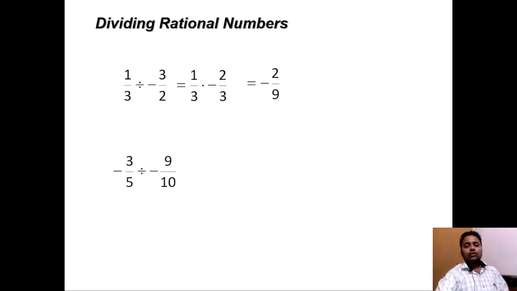So minus 3 by 5 divided by minus 9 by 10. So minus 3 by 5 into minus 10 by 9. Here 9 is divided by 3 and 5 divides 10 two times. So here after multiplication of numerators and denominators, 2 by 3 is the final answer.